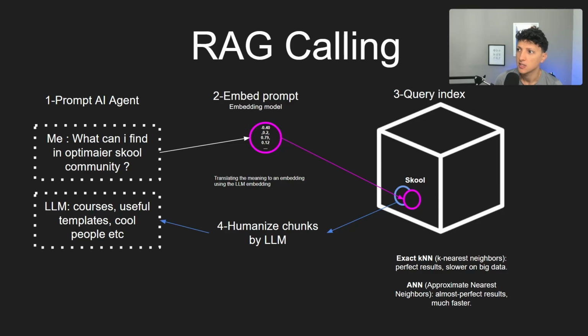So as I have explained, the embedding creates a vector, and then when we send that vector to the query index, the RAG system will try to find a similar vector to your prompt. Here we have a similarity with the school community. So the RAG system will give back the chunk that is talking about the school community. The chunk is given back to the LLM, and as a final step, the LLM will take it, humanize it, and send it back to you and your AI agent.